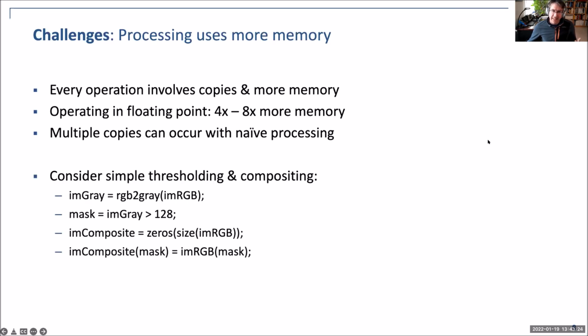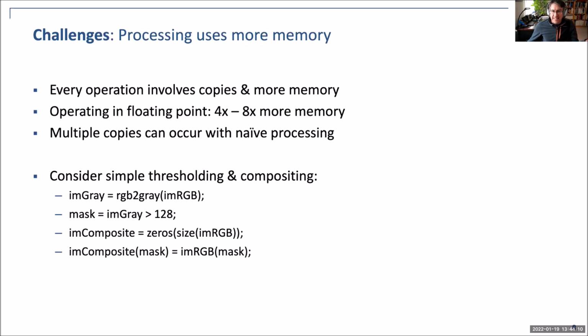So let's consider this simple algorithm that masks out all of the pixels below 128, right? So we do an RGB to grayscale conversion, we do a simple thresholding. In MATLAB, this would produce a logical image, so ones where the values are greater than 128, zeros everywhere else. I'm going to make a composite output image to store the result so that the background is black and the foreground becomes the color of the original pixels. And I'm going to just assign those values into the output, right?